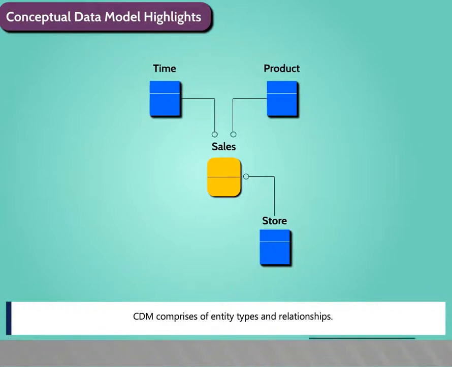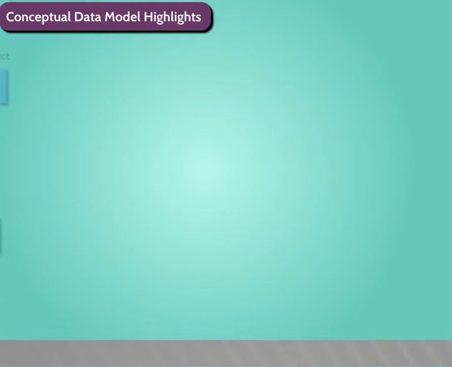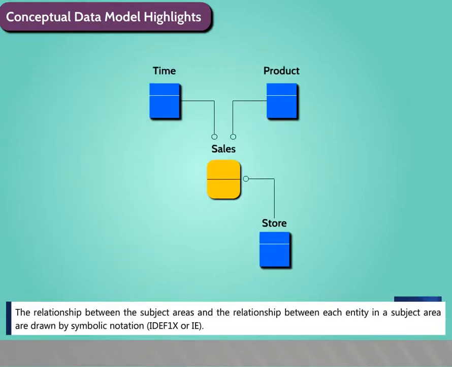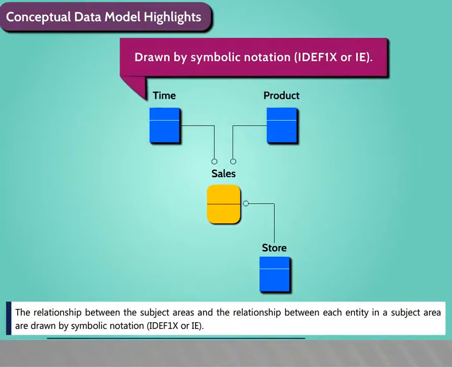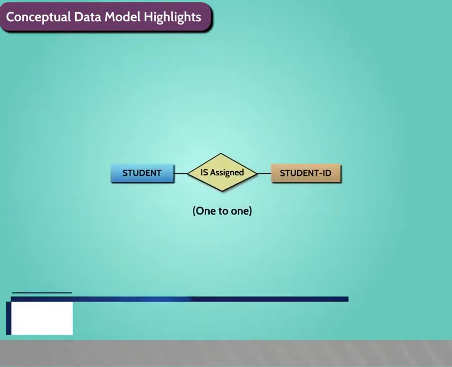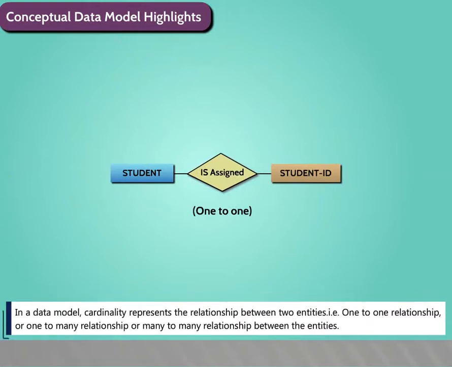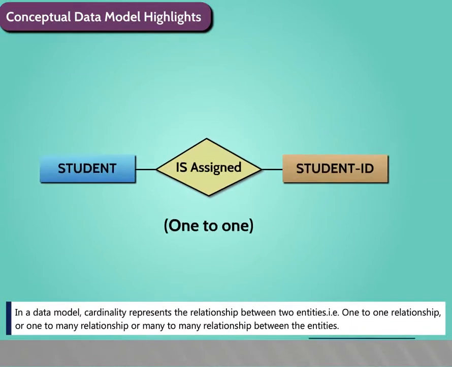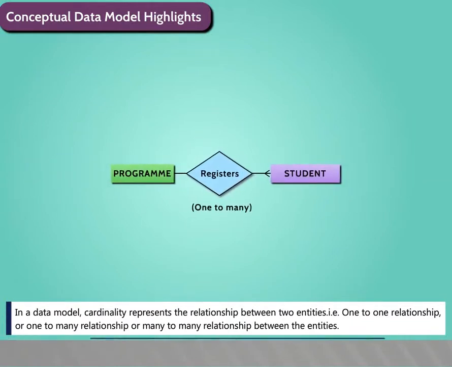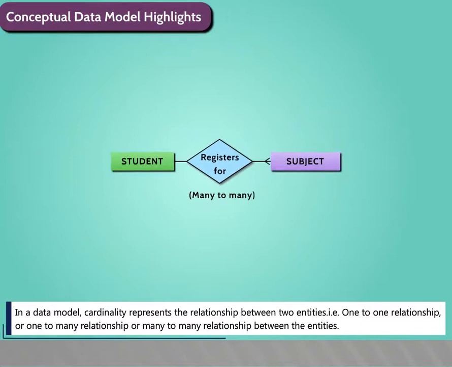CDM comprises entity types and relationships. The relationship between the subject areas and the relationship between each entity in a subject area are drawn by symbolic notation, IDEF1X or IE. In a data model, cardinality represents the relationship between two entities, that is a one-to-one relationship, one-to-many relationship, or many-to-many relationship between the entities.